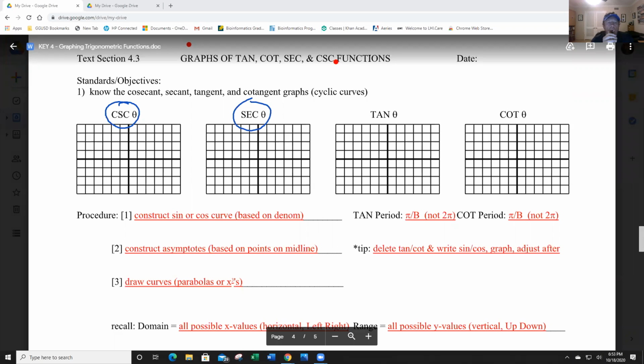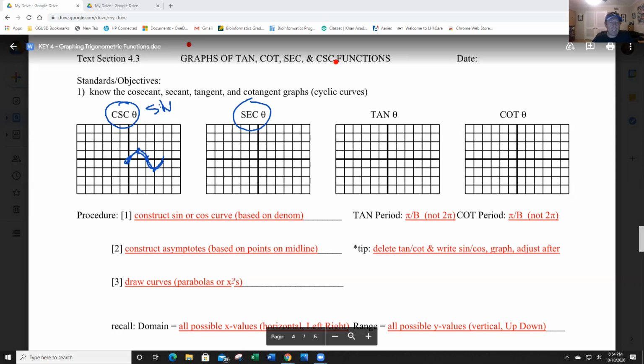So what we're going to do on this is, if you recall, and this is really important, the basic sine graph starts at the midline, goes to its max, down to its midline, then to its minimum, and then to its midline. So it looks like this, okay? That is going to be the beginning of the cosecant graph. That's going to be the beginning of it.